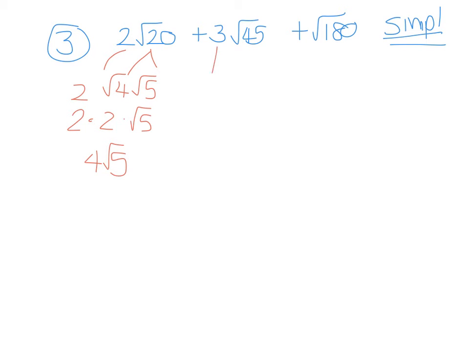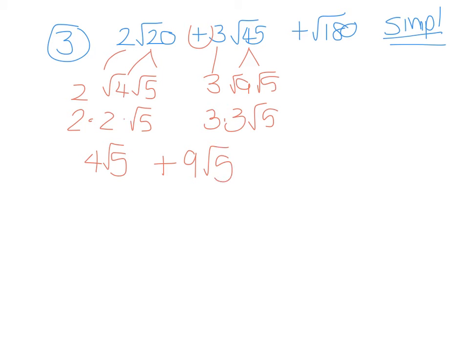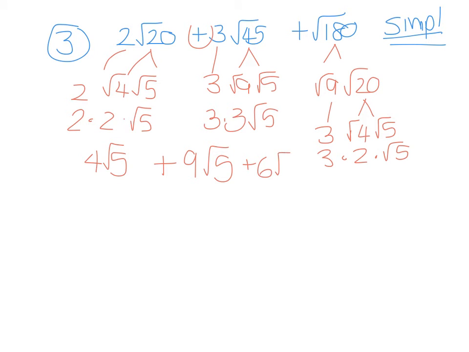The second one, I have 3, and I'm going to change 45 to radical 9 times radical 5, which means I have 3 times radical 5, which is 9, and so that's a plus 9 radical 5. And then I have 180, which I'm going to separate to rad 9 times rad 20. Rad 9 is just plain 3. 20 is radical 4 times radical 5. This now gives me 3 times 2 times radical 5, which is 6 radical 5.